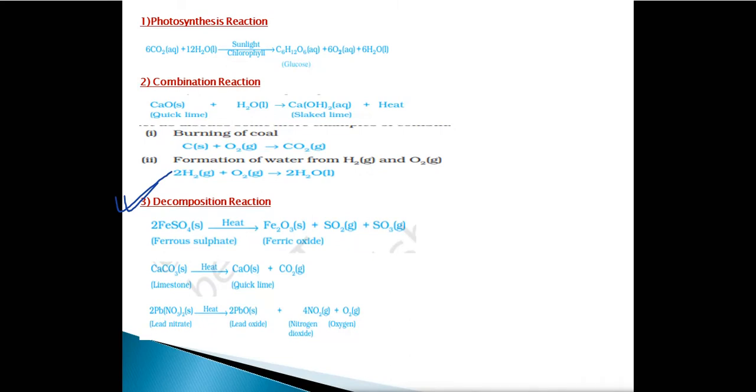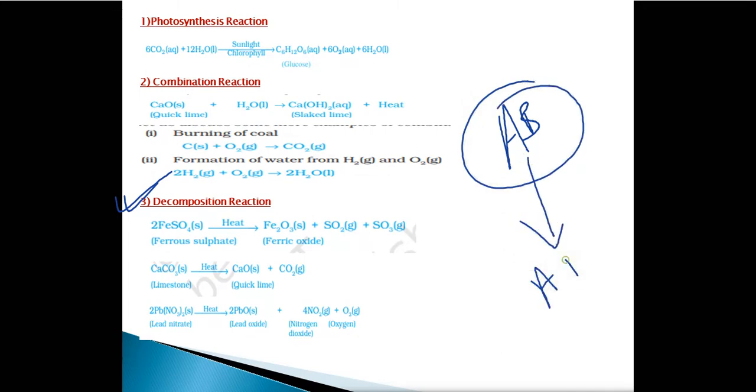So in a decomposition reaction, a single reactant will break down to give two or more products. For example, this is our reactant AB, and it will break down to give A plus B. So in a decomposition reaction, a single reactant will break down to give two or more products, just the opposite of a combination reaction.